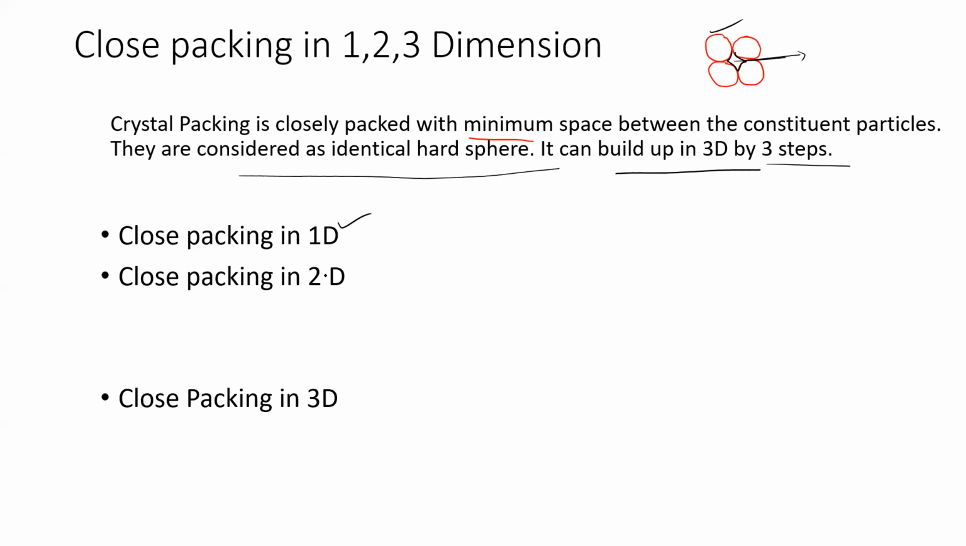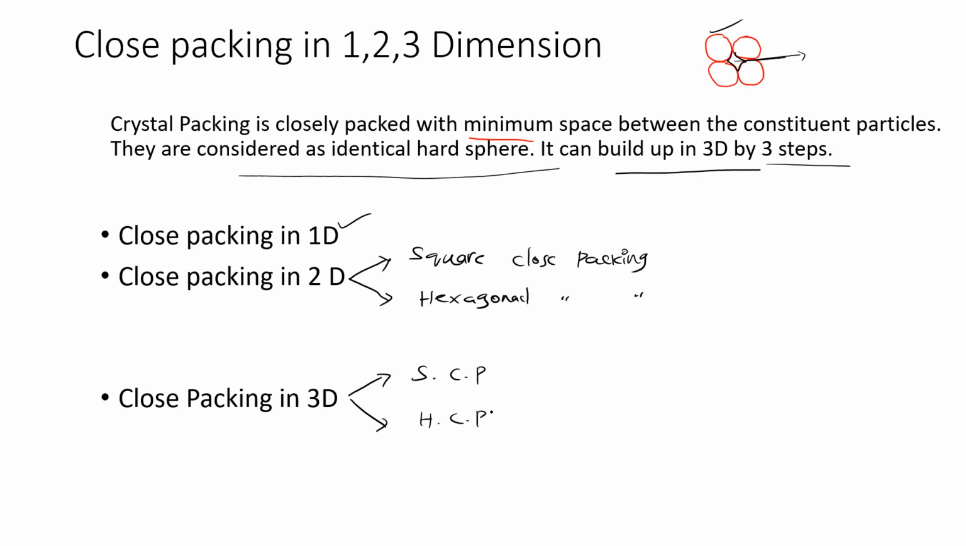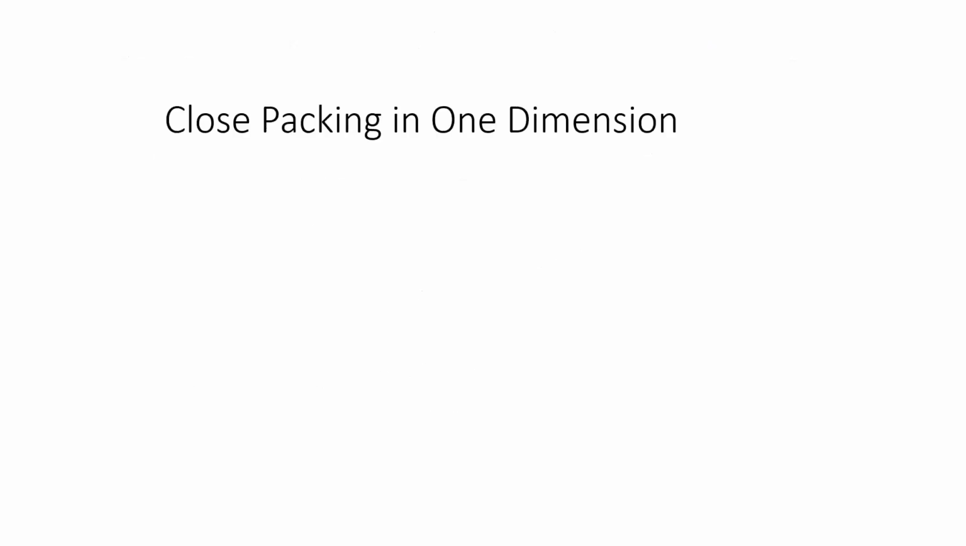In close packing in 2 dimensions, we have 2 ways to pack the particles. One is square close packing arrangement. Another one is hexagonal close packing arrangement. In 3 dimensions also, one is square close packing and another one is hexagonal close packing arrangement, that is the HCP structure. So let's discuss one by one.